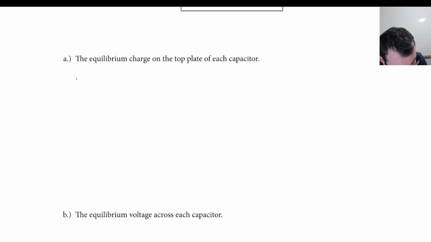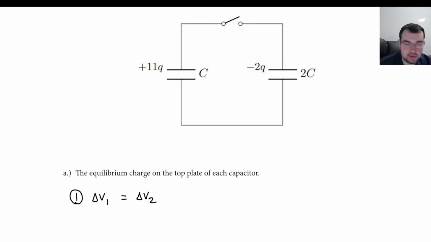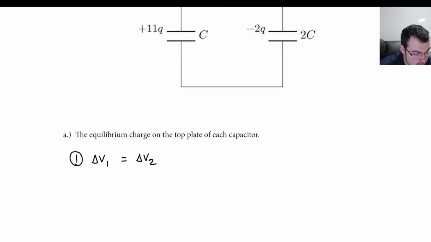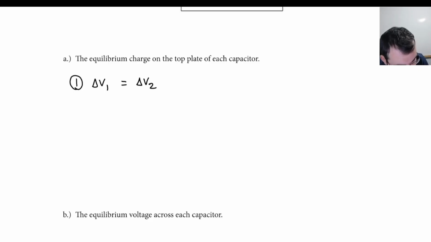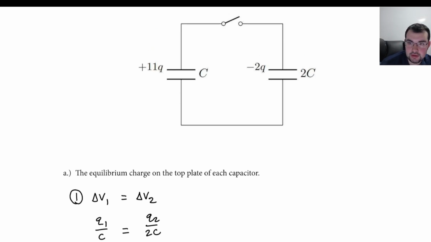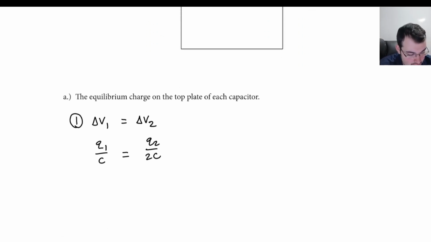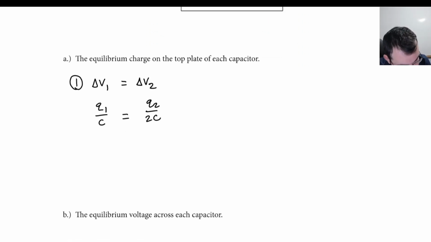So same idea as before. We know that at equilibrium, they have reached the same potential difference across the plates. So we know that Q1 over C is equal to Q2 over 2C, because again, we have a different capacitance over here. So multiplying through, we get that same ratio as last time, where we see that Q2 is twice Q1.